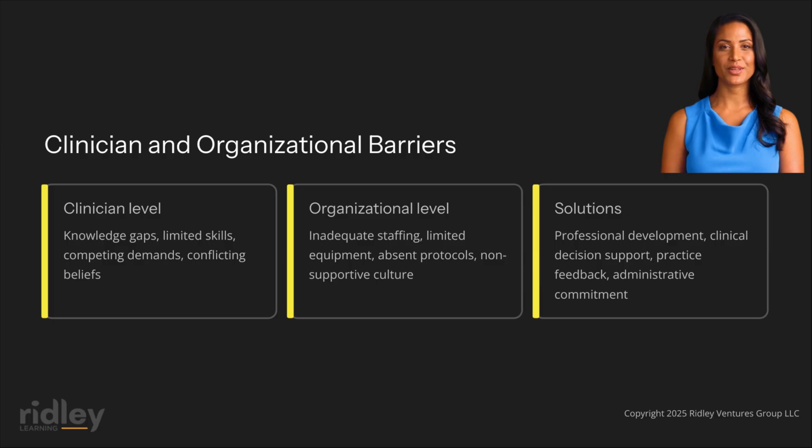Implementation barriers to evidence-based stroke rehabilitation operate across multiple levels of the healthcare system, requiring coordinated interventions that address each level to achieve meaningful practice improvement. At the clinician level, barriers include gaps in knowledge regarding current evidence, limited skills in implementing complex interventions, competing demands that reduce time available for evidence-based practice, and attitudes or beliefs that conflict with guideline recommendations.